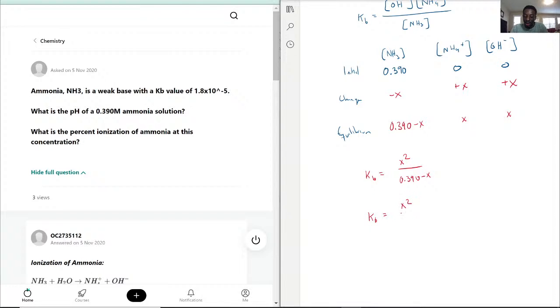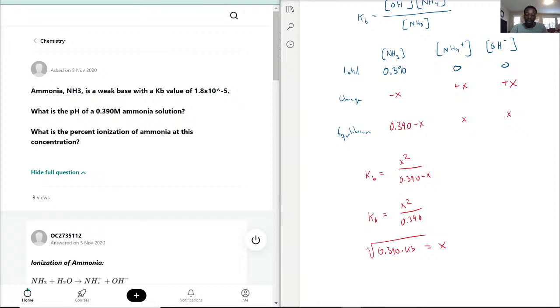X squared over 0.390. Why? Because what we're saying here is that the change in the concentration of ammonia is going to be so small that we're almost going to round back up to 0.390. That's the assumption we make. So let's now actually do the math. We're going to multiply these two together, 0.390 times KB, and then we're going to square root it to be able to get x.